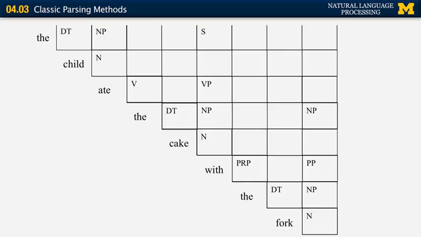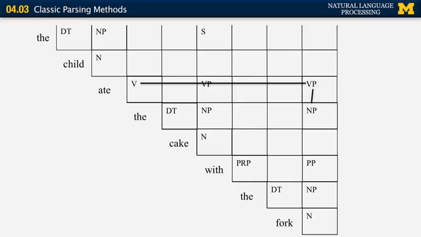So this is where we are now. We can continue going up. We now have an entire verb phrase that we obtained by combining the verb phrase ate the cake with the prepositional phrase with the fork, and that gives us a new verb phrase, ate the cake with the fork. But we can also combine a verb phrase at this point by merging ate, which is a verb, with the noun phrase the cake with the fork.